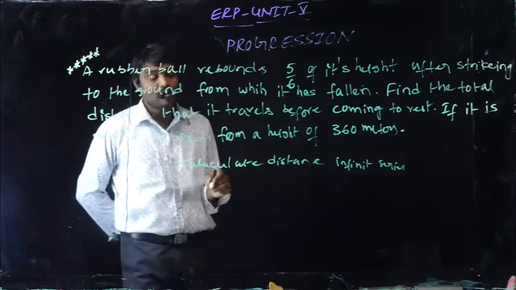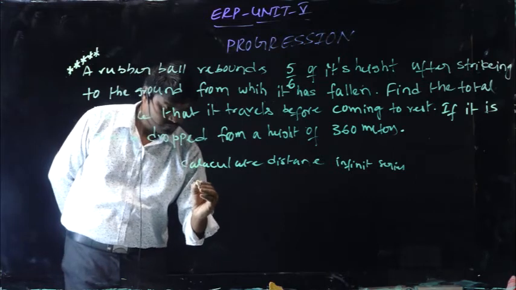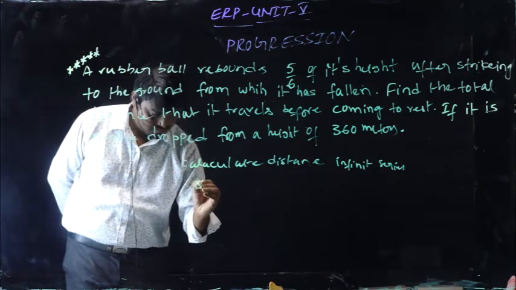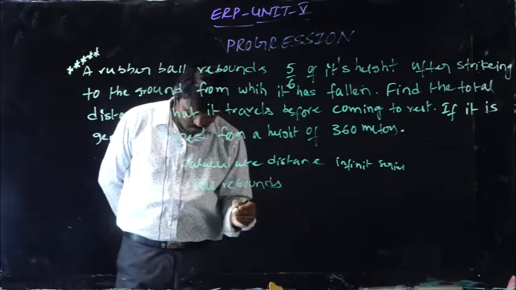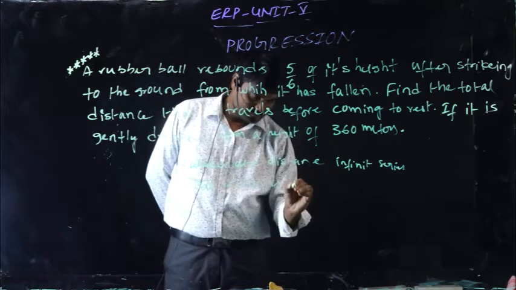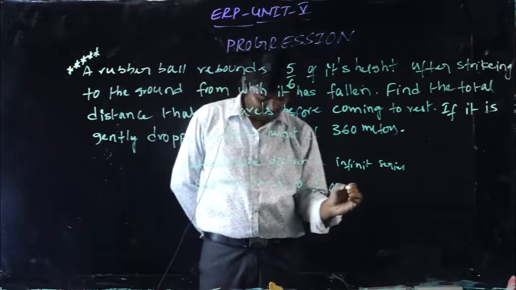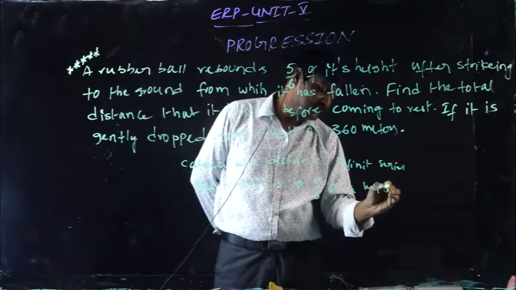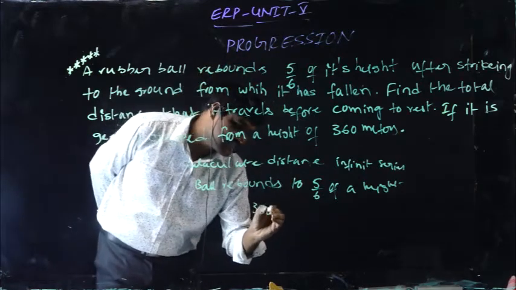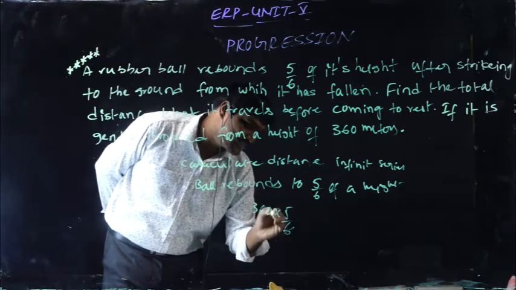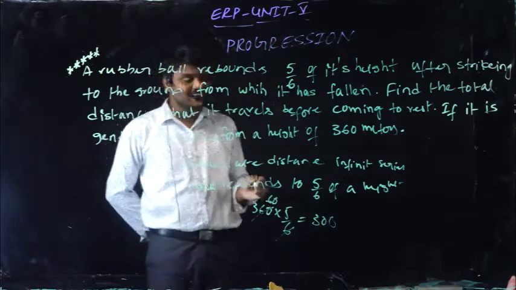So here the ball rebounds to 5 by 6 of its height. That means 360 into 5 by 6, so that is 300. So we should calculate the distance.